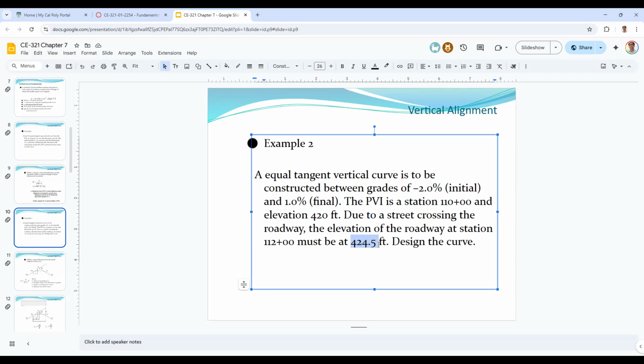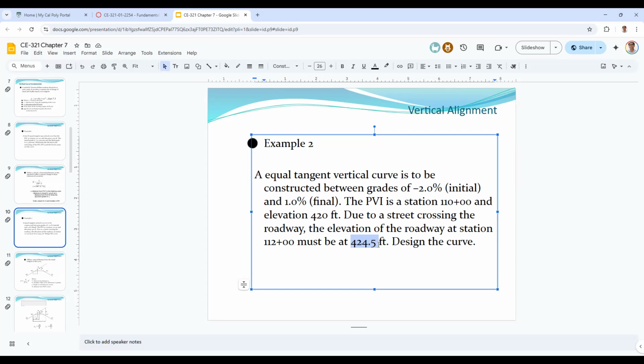So from PVC, what's going to be the horizontal positioning of this point? It's going to be L over 2, it's going to be L over 2 plus 200, right? So your X value, so Y will be 425 feet, X equal to L over 2 plus 200. Now, if you plug that in there, X equal to L over 2 plus 200 and Y equal to 424.5 feet, do you have enough information to solve for the length of the curve, right?